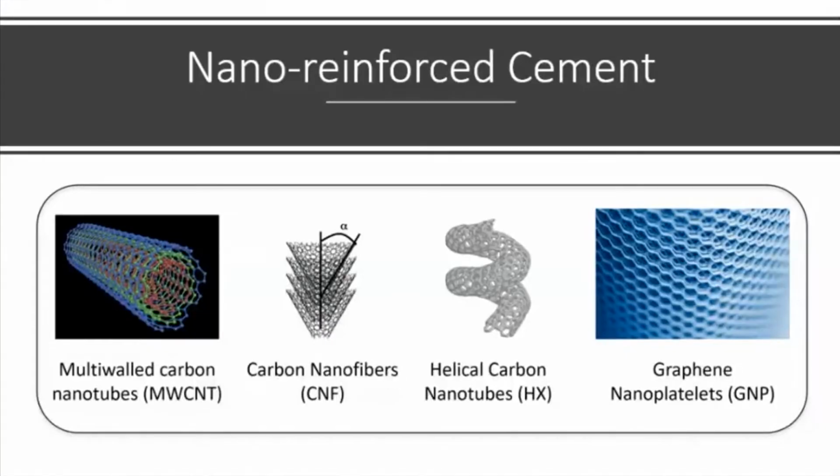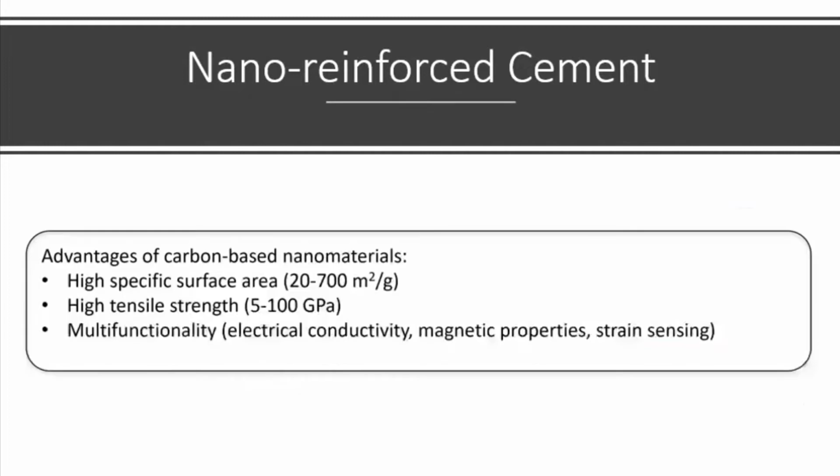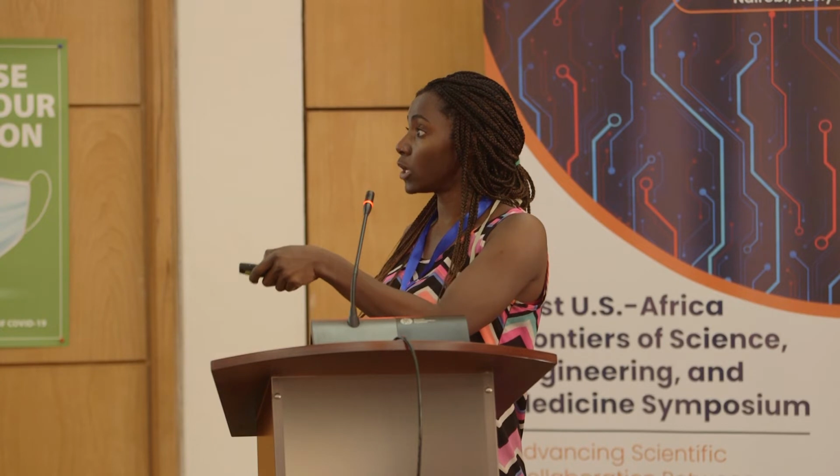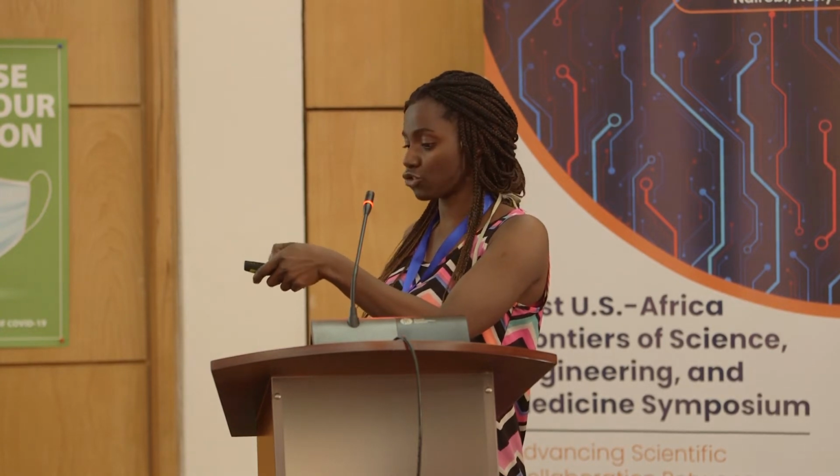In terms of nano-reinforced cement, the idea is really to use carbon-based nanomaterials. It could be multi-wall carbon nanotube, carbon nanofiber, helical carbon nanotube, or graphene nanoplatelets. One of the reasons is this high specific surface area, as was brought up before, but also because we have a high tensile strength. So what we want to do is activate and catalyze reactions taking place, for instance the hydration of Portland cement, but also reinforce from the molecular level and add some multifunctionality.